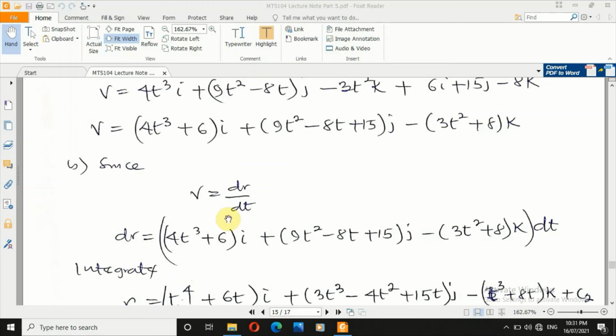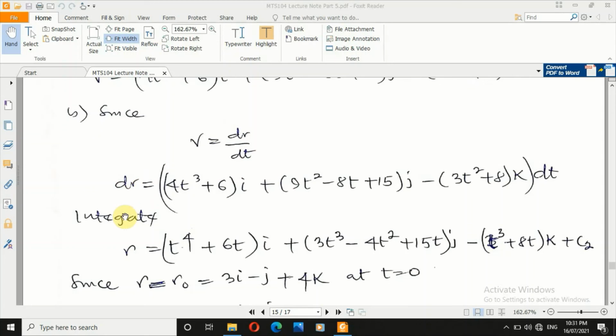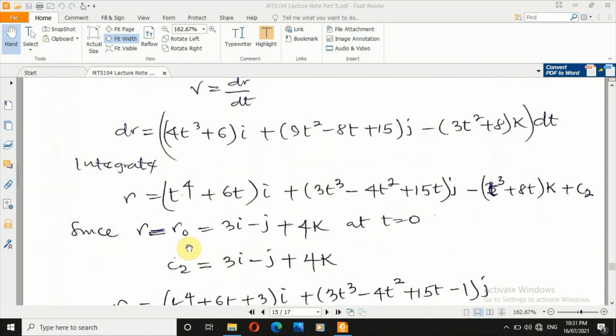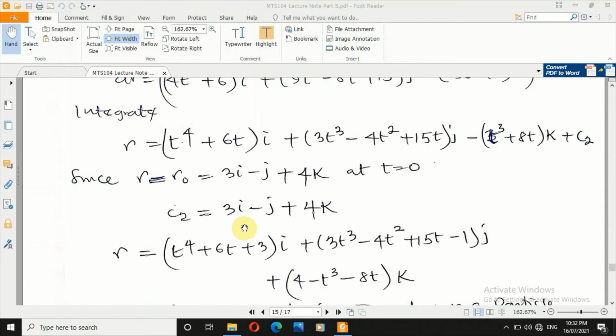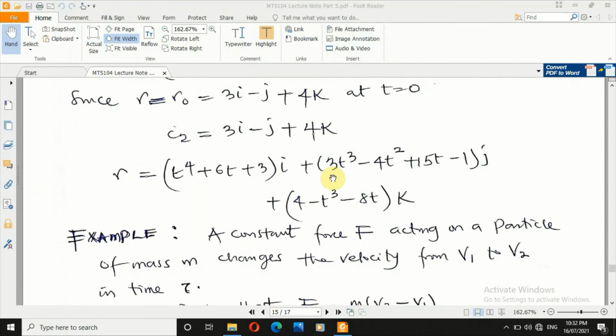So since v equals dr/dt, we have dr equals this dt. We integrate again, so that we can have our position. And we have our r naught equals 3i minus j plus 4k at t equals 0. The next thing is that we set t to 0 here. Don't forget that this c2 is the constant of integration. By the time you set t to be 0 here, if you equate to this r naught, then with that you can find our c2. Solve a problem like this in class, remember. So this is our position vector. So we join it together, i component, j component, and k component.